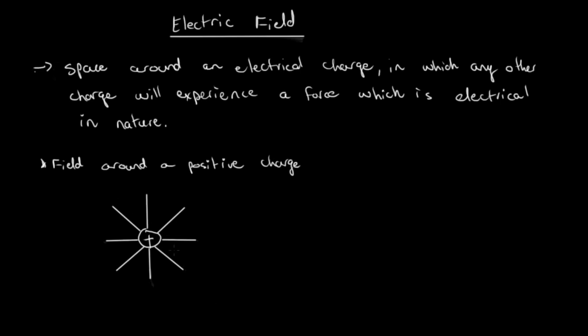Okay, so in this case, a field around a positive charge is going to have the field lines radiating outwards. So the arrow will be going outward from the charge. Okay, so that's how it would look. That's how the direction of the field looks around a positive charge.